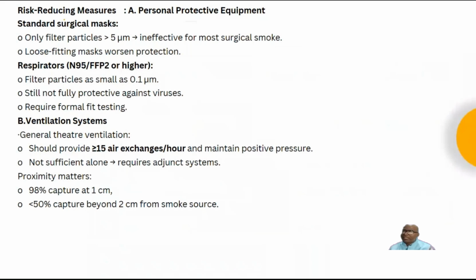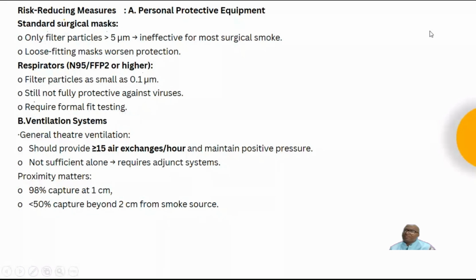Okay. So, what are the risk reducing measures? One is personal protective equipment. So, a standard surgical mask will filter particles more than 5 micron, and that is ineffective for most of the surgical smoke. Sometimes they can ask you this as an SBA. Okay, so a loose fitting mask will worsen the protection. Then you have respirators, that is N95 or FFP2 or higher. They will filter particles as small as 0.1 micron and are still not fully protective against viruses, and they will require a formal fit testing.